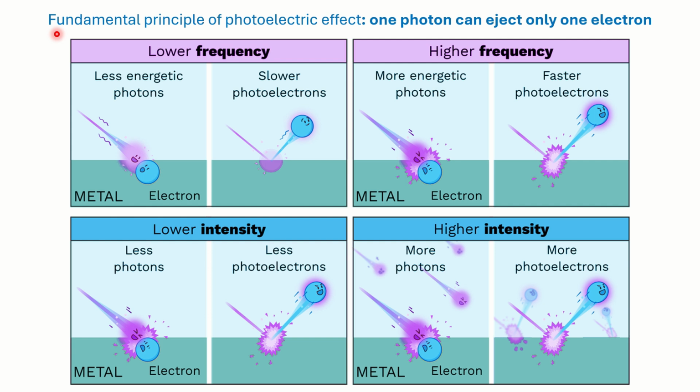Now let's discuss in terms of the intensity. Just now we discussed in terms of the frequency. If the photon has less frequency, the photoelectrons have less speed, or you can say less kinetic energy. If the incident photon has more frequency, meaning more energy, then the ejected photoelectrons have more kinetic energy. It means they can move faster.